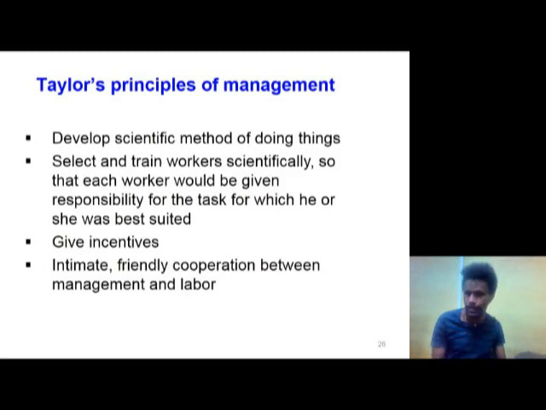Then give incentive mechanisms. At the same time, a friendly cooperation between the management and the labor should be there. Or else the company's productivity cannot be improved. If the relationship is not friendly, the productivity may not be improved to the desired level, rather the relationship should be a friendly one. Creating a friendly relationship improves productivity.